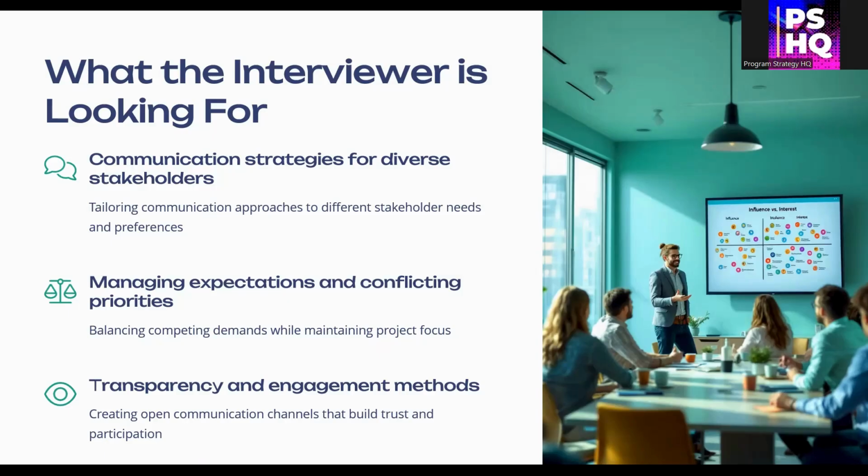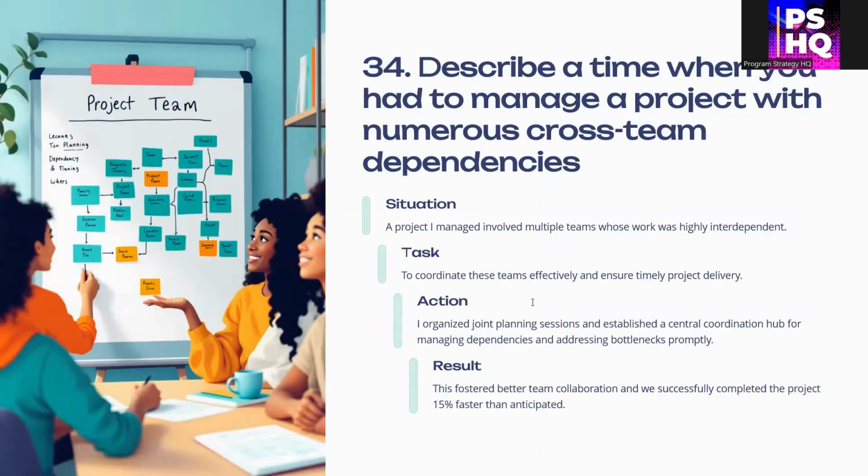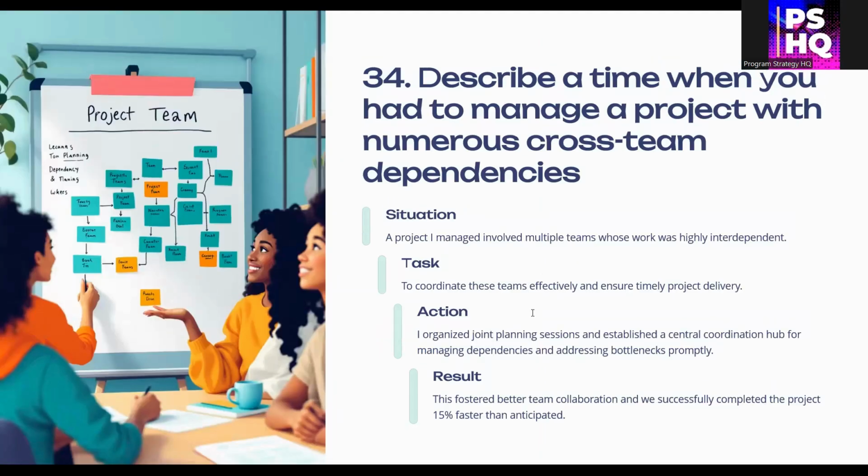Let's move on to the next question. Describe a time when you had to manage a project with numerous cross-team dependencies. Here is a structured response. A project I managed involved multiple teams whose work was highly interdependent. My objective was to coordinate these teams effectively and ensure timely project delivery. Action: I organized joint planning sessions, established a central coordination hub for managing dependencies, and addressed bottlenecks promptly. This fostered better team collaboration, and we successfully completed the project 15% faster than anticipated.